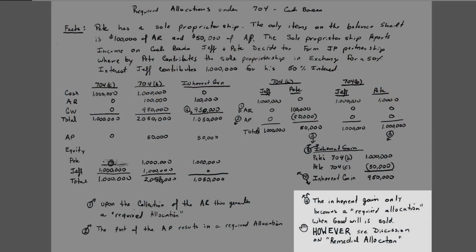What does the 4 with 2 arrows say, Brett? The inherent gain only becomes a required allocation when goodwill is sold. However, see discussion on remedial allocation. Okay.